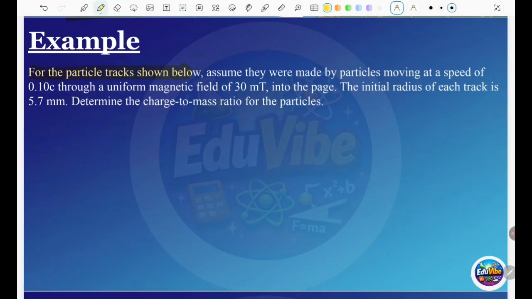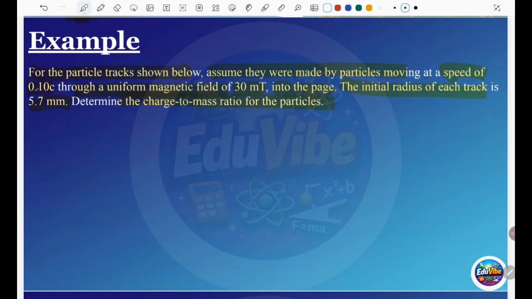So for the particle tracks shown below, assume they were made by particles moving at a speed of 0.10 c, where the small c is the speed of light, through a uniform magnetic field of 30 mT into the page. The initial radius of each track is 5.7 mm. Determine the charge to mass ratio of the particles.